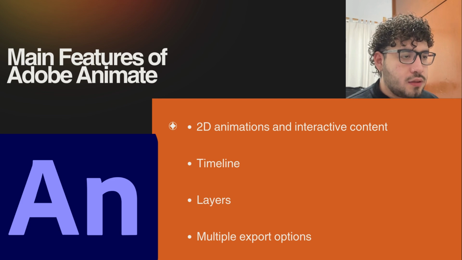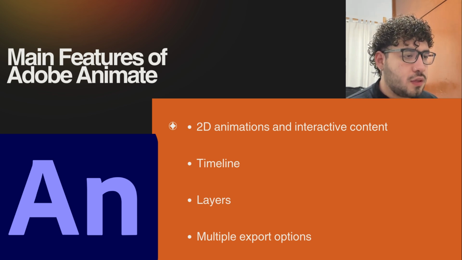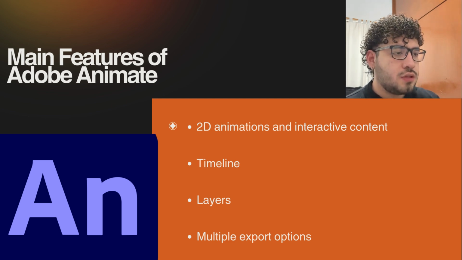Adobe Animate also supports layers, allowing users to organize objects separately. This makes complex animations easier to manage and edit. Additionally, Adobe Animate offers multiple export options, such as GIF, MP4 video, and HTML5 canvas, making it suitable for web, social media, and educational projects.